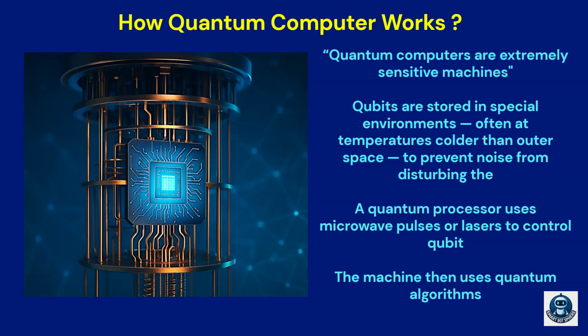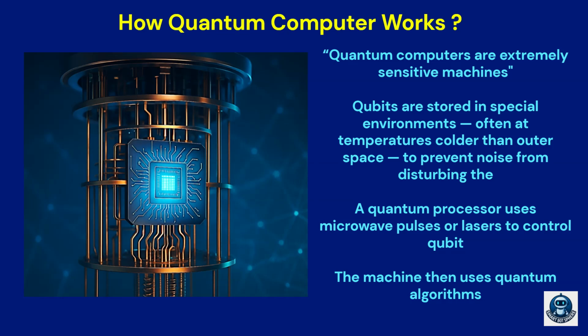Quantum computers are nothing like regular computers. They're extremely sensitive, and even tiny vibrations or temperature changes can break their quantum state, a problem called decoherence. To prevent this, quantum processors are kept in special environments. Many quantum systems operate inside dilution refrigerators, machines that cool the processor to temperatures colder than outer space, often just a few millikelvin above absolute zero.